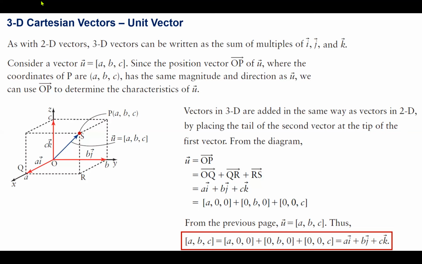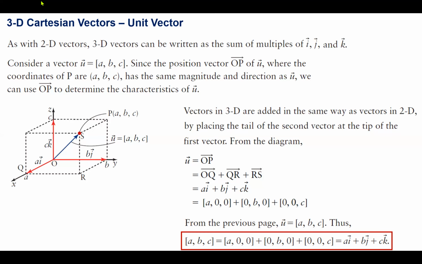And vector OP is OQ plus vector QR plus vector RS, which is given by a, b, c are real numbers. a times vector i plus b times vector j plus c times vector k, where i, j, k are the 3 unit vectors in the directions x, y, z. So that is given by (a, 0, 0) plus (0, b, 0) plus (0, 0, c), right?